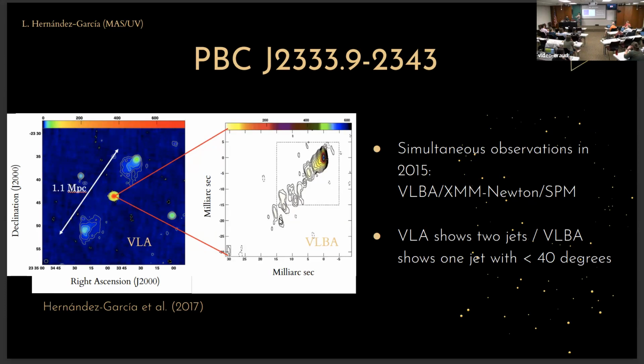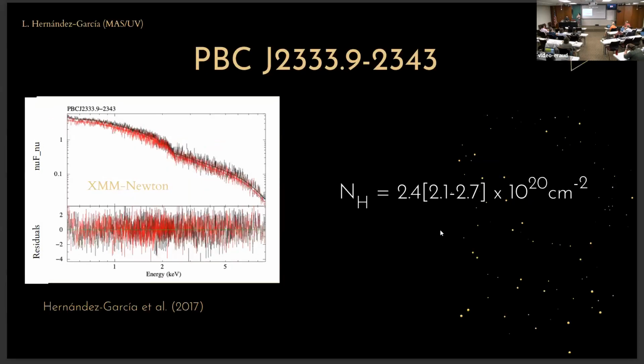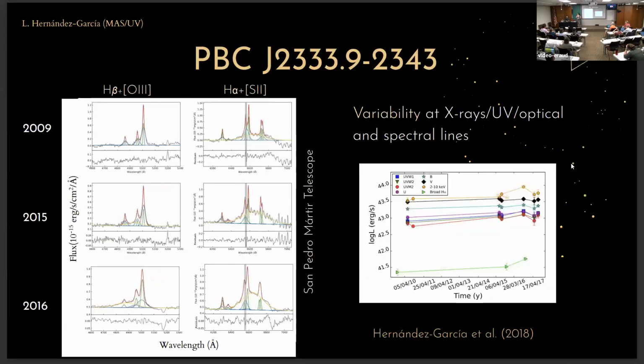So here we see a nucleus and a jet. And what we can obtain directly from this image is that the angle between the observer and the jet has to be smaller than 40 degrees. Then from the X-ray data, we obtain a column density of the order of 10 to the 20, so unobscured. And in the optical, this spectrum from 2009 was the one used to classify it as a Seyfert 2.